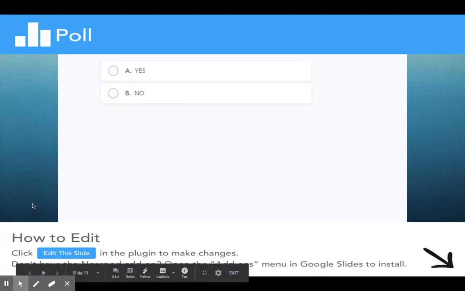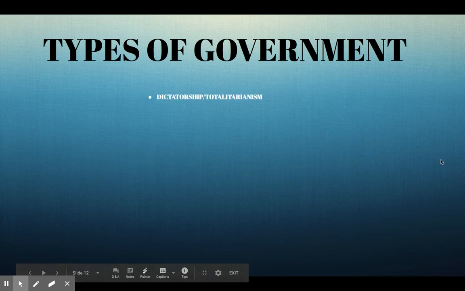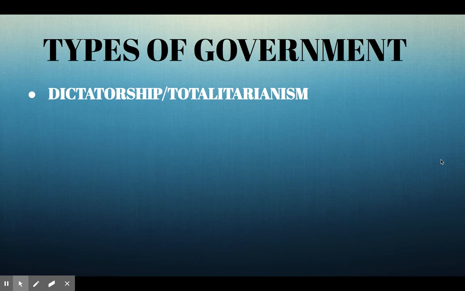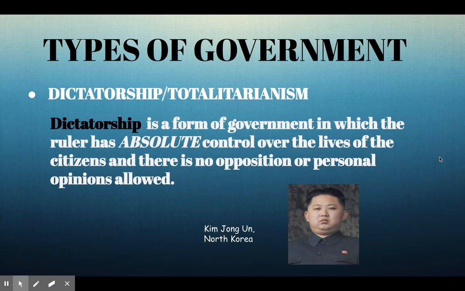All right, my daughter's next favorite government. Dictatorship, otherwise known as a totalitarian government. What is that? A dictatorship is a government where the ruler has absolute, or look up here, total control over all of the citizens. You cannot oppose the leader. There's no personal opinions allowed. You are not free to criticize the leader, or you will be thrown in jail. You might be tortured. You might be killed.